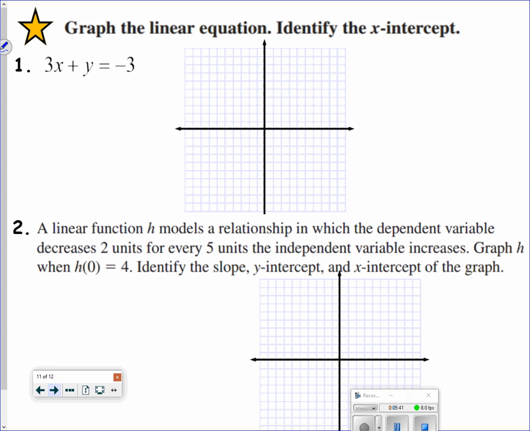This is do it on your own. So take a second, hit pause, and see if you can do these 2 questions on your own.